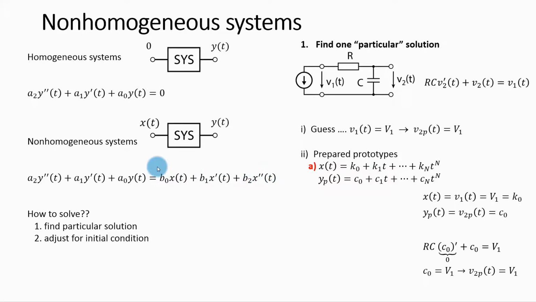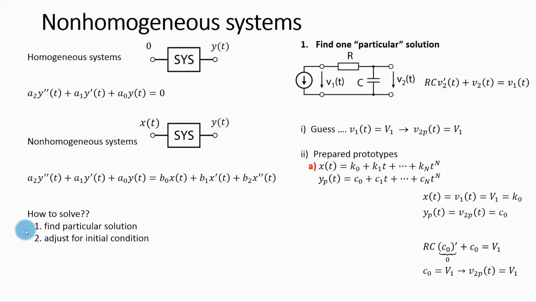Obviously, we will be primarily interested in non-homogeneous systems that have some non-zero inputs, so we need to learn how to solve this kind of differential equation. That means that we need to find what is the output of this system when we know its input. The solution is typically found in two steps. In the first step, you will find one particular solution that will fit this differential equation, and you do not care what the initial conditions of this solution are.